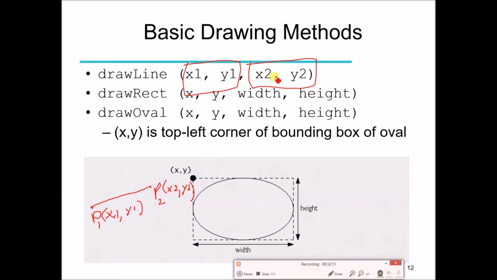It does not matter what the order of these points is. Here we specify the values x1 y1, assuming that they belong to P1, and x2 y2 belong to P2. If you interchange these positions, and bring the coordinates of the second point here and the coordinates of the first point there, it is still just going to draw the line between the 2 points.